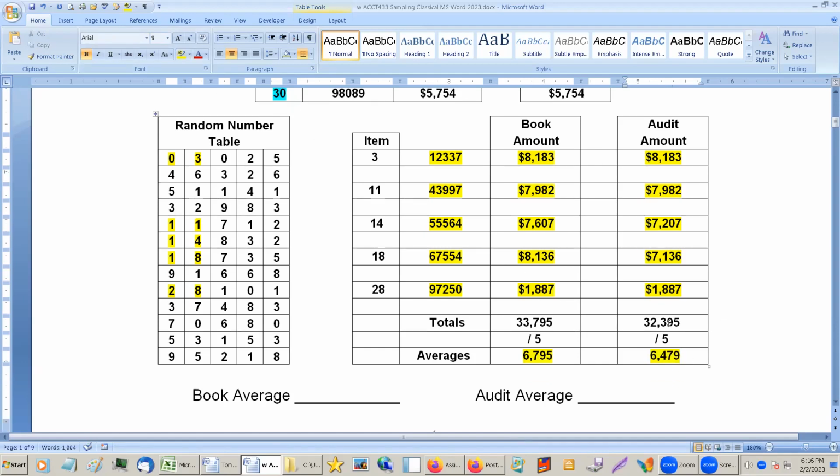Now, of these numbers, which one do you think carries more weight? Which one would you tend to believe more? What the client gave you or what you found out for yourself? Myself, I would go with the audit. This is our best, or more persuasive, let's say.